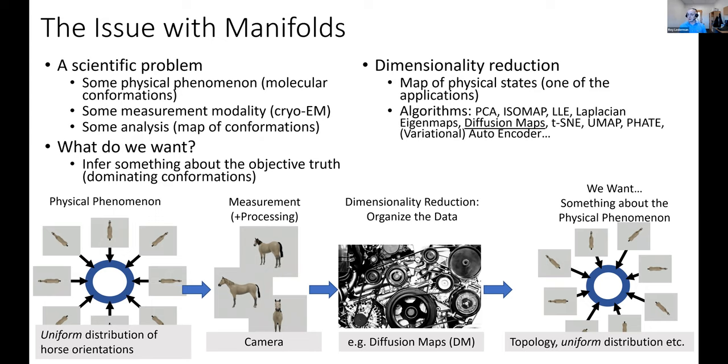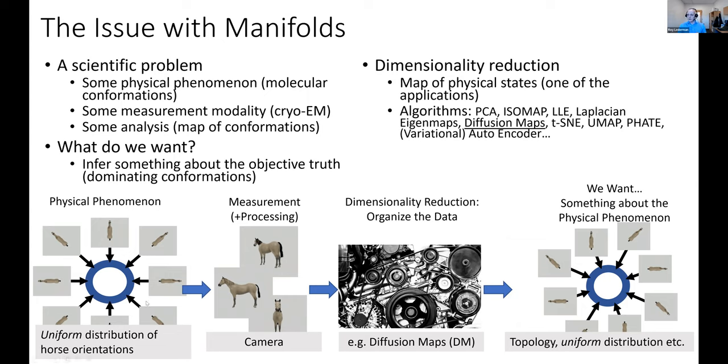So what do we usually try to do when we're doing manifold learning? Our setup is that we have some kind of a scientific problem. There's some kind of a real physical phenomenon going on there. In our case, it's these molecular conformations. There's some kind of measurement modality. In our case, it's these images taken with cryo-EM. And there's some kind of an analysis that we're going to do. What we want to get at the end is to infer something about the objective truth about the problem. For example, in our case, maybe one reasonable question to phrase is, what are the dominant conformations that we see in the data? And the way we do this is we're going to do some kind of a dimensionality reduction algorithm. Maybe one of the better formulated ones is diffusion maps, but people use a lot of different things.